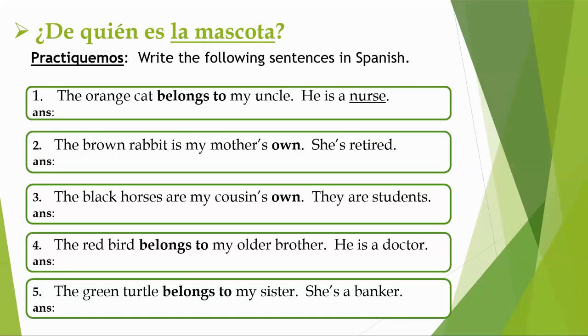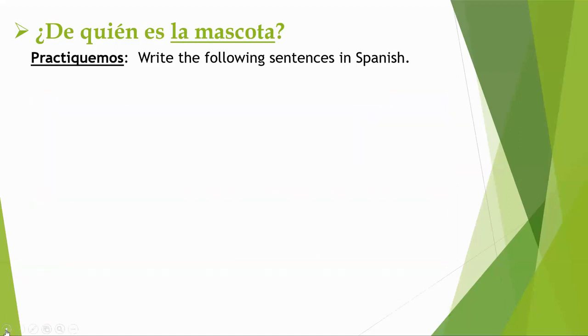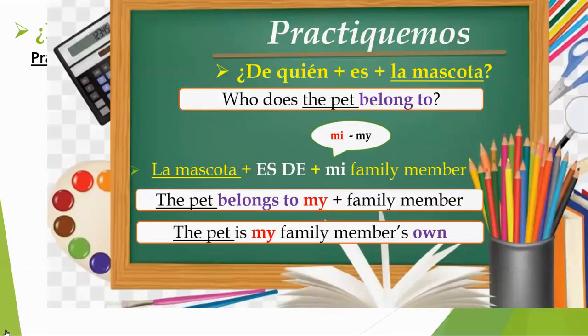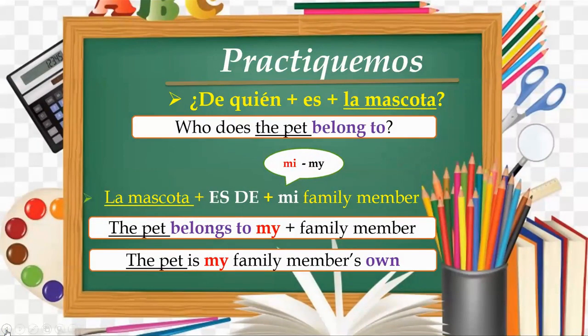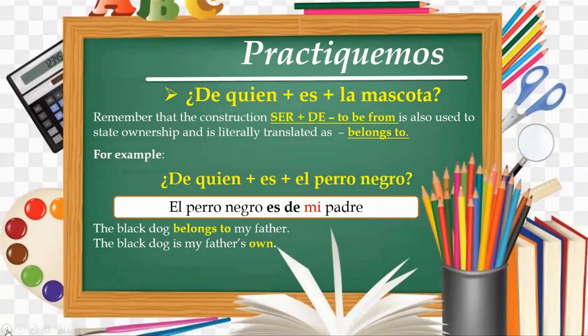Let me see, does anybody have an answer? The orange cat belongs to my uncle. How do I write that? Let's go back to the first slide so that you can see how to write. Remember that sentence with the black dog belongs to my father? How would I write the orange cat belongs to my uncle? Write that in the chat before we leave. Go ahead. How do I write the orange cat belongs to my uncle?